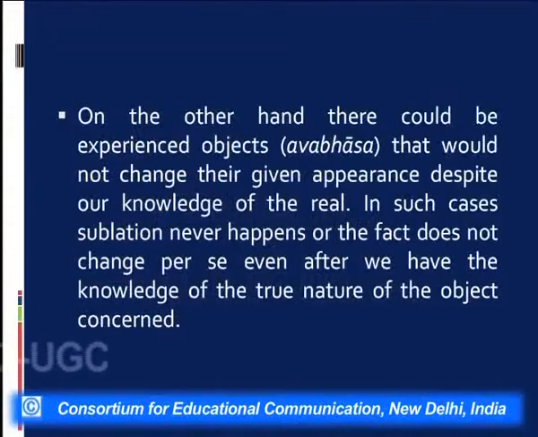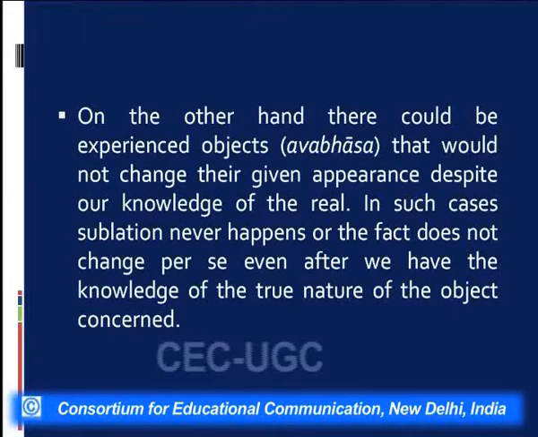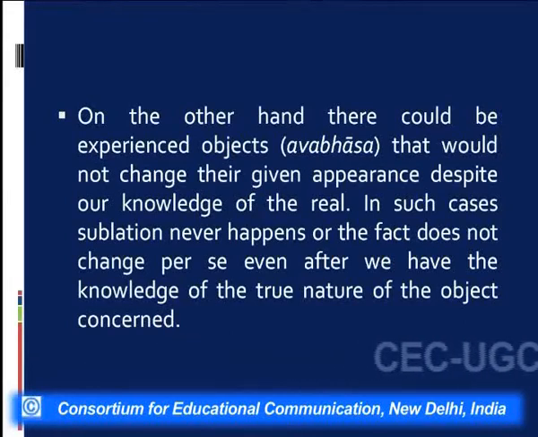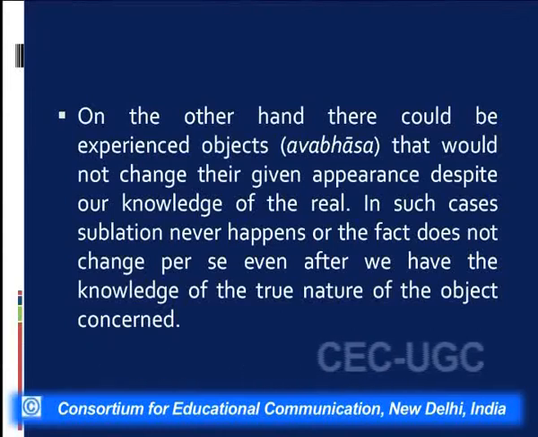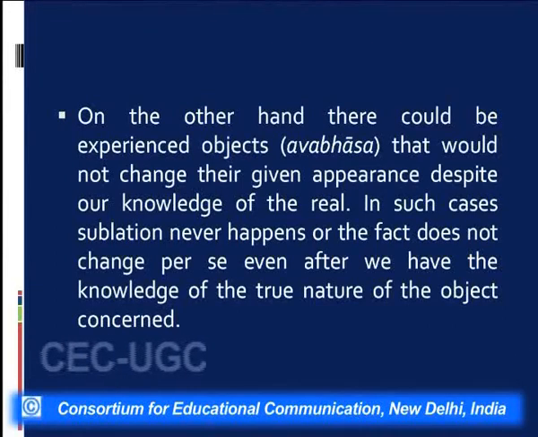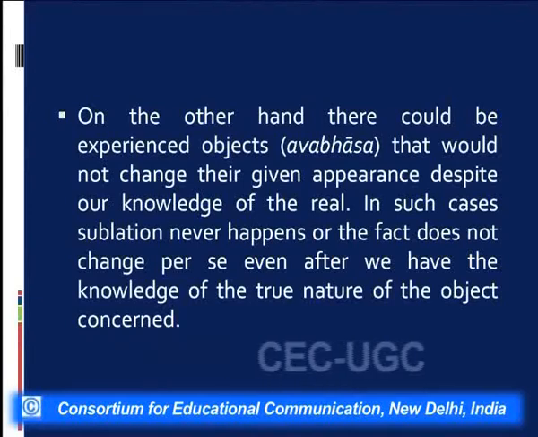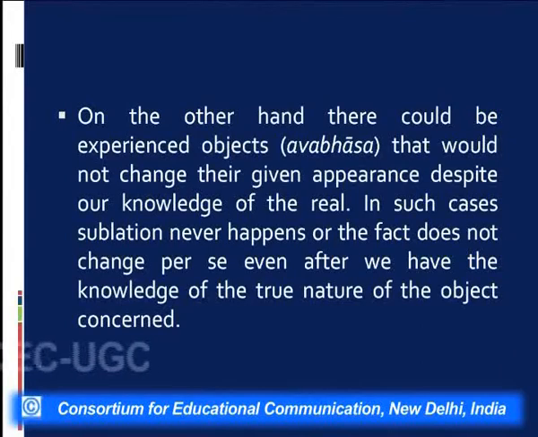error would stand corrected. On the other hand, there could be experienced objects that would not change their given appearance despite our knowledge of the real. In such cases, sublation never happens. Or the fact, in other words, does not change per se, even after we have the knowledge of the true nature of the object concerned. So it brings us back to the same kind of example. We know that the sun is not moving anywhere. Despite that, we continue to say that the sun is rising in the east and setting in the west.